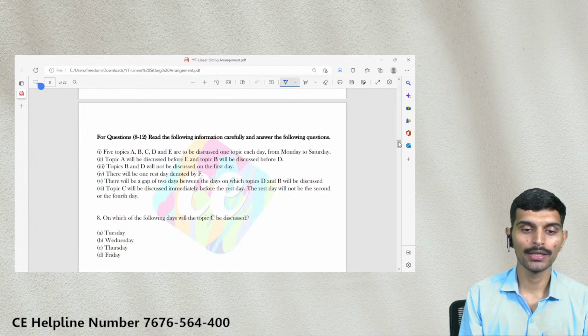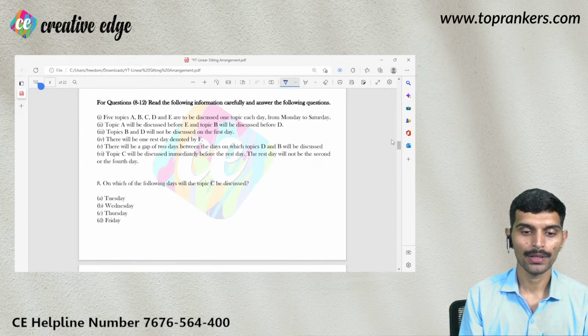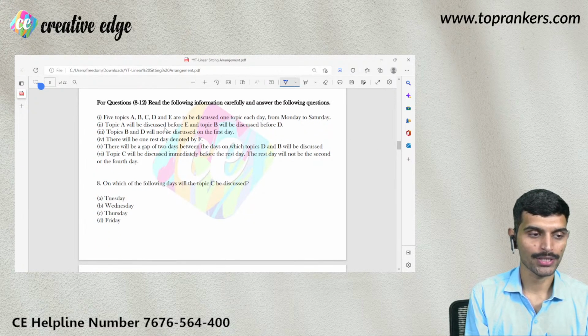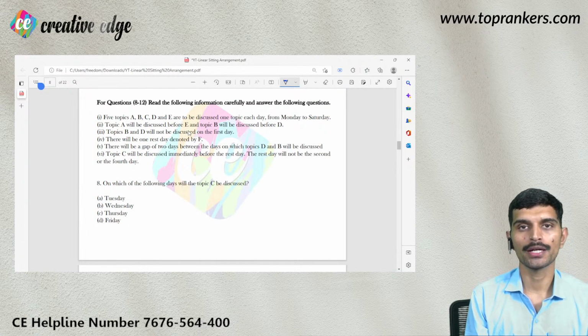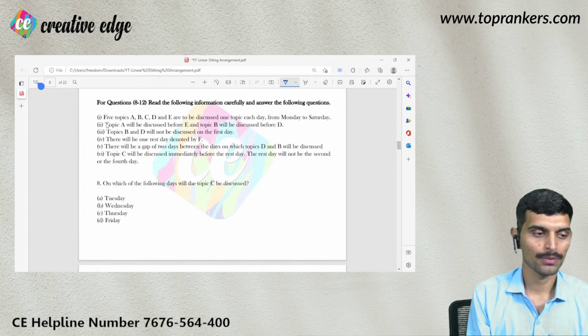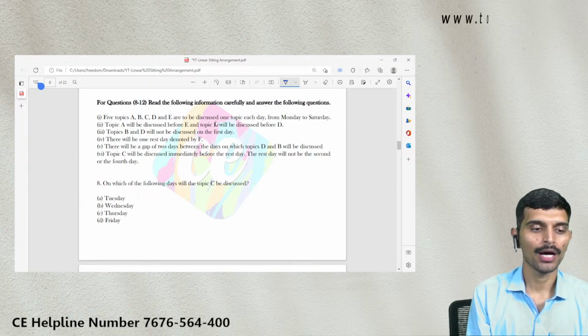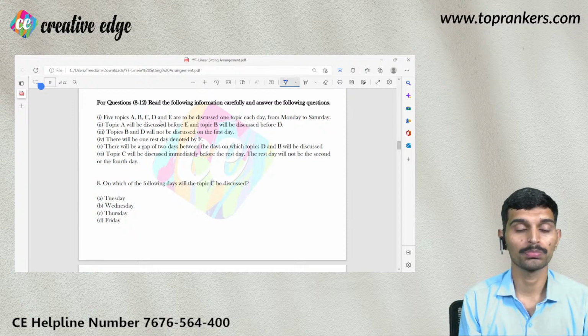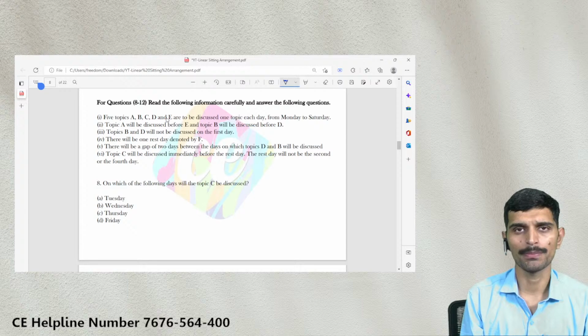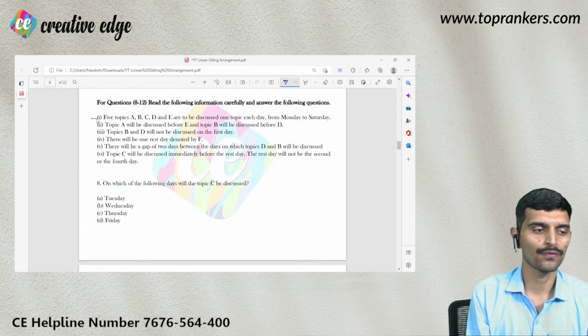Let's see the third and last variety for today. So this will be the last question that we are going to discuss. This is the third variety for linear arrangements. It says 5 topics A, B, C, D, and E are to be discussed on one topic each day from Monday to Saturday, right? There are 6 days, but there are 5 topics. So at least one day must be a holiday or one day has to be skipped, right? This is what we can decode from here.